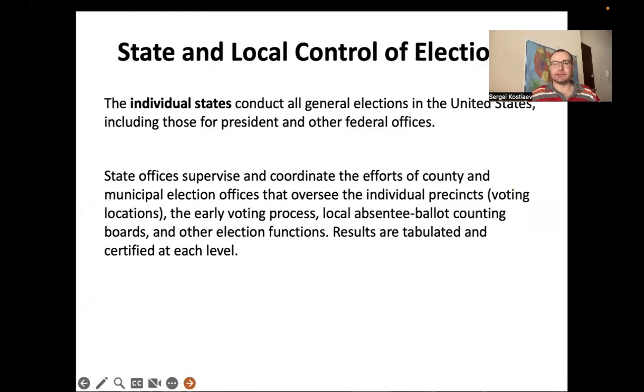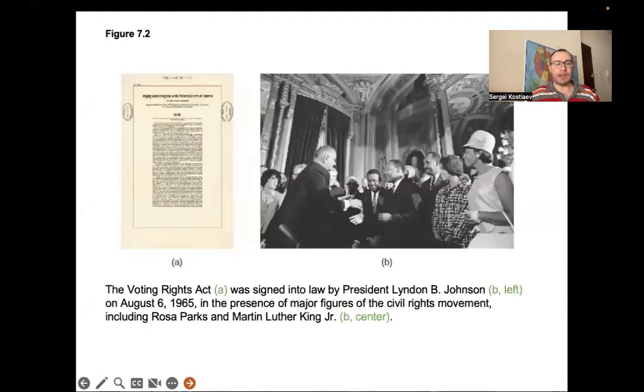Important thing about the American system is that administration of elections is a state responsibility. The federal government has a limited role in regulating the electoral process in this country. An important piece of legislation, the Voting Rights Act, passed into law during the Lyndon Johnson administration. It allowed more participation from minorities, who previously had been discriminated against in various forms.